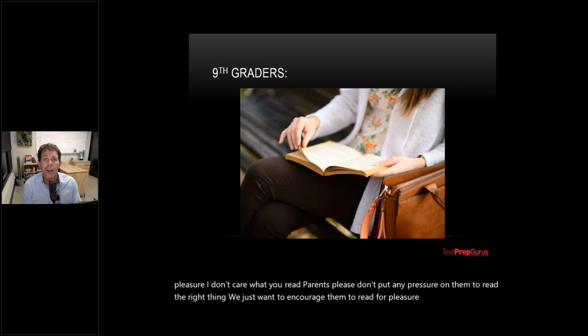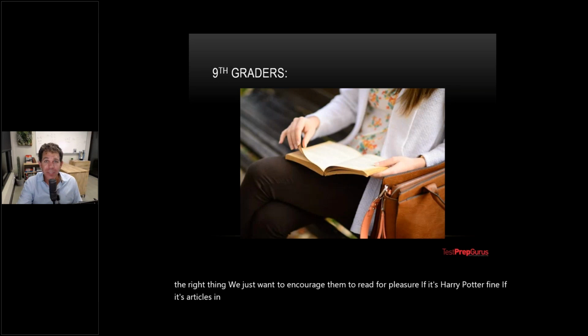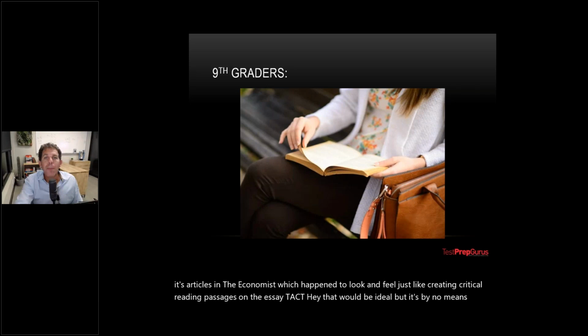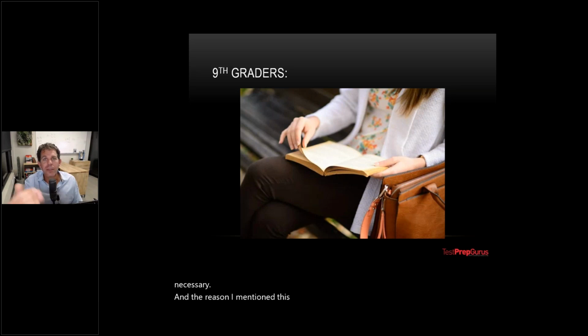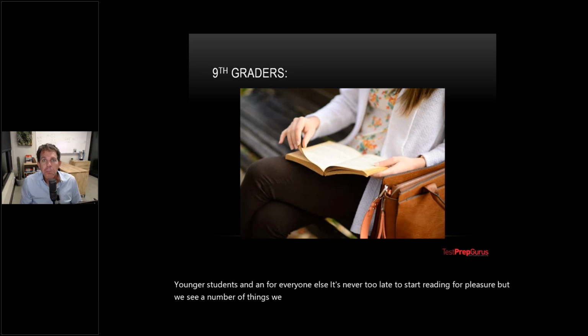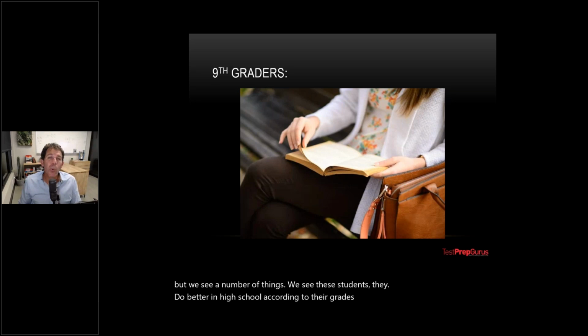If it's Harry Potter, fine. If it's articles in The Economist, which happen to look and feel just like critical reading passages on the SAT and ACT, hey, that would be ideal, but it's by no means necessary. And the reason I mention this for the younger students and for everyone else, it's never too late to start reading for pleasure. We see these students do better in high school according to their grades. They report that they enjoy high school more. This is all associated with reading for pleasure.